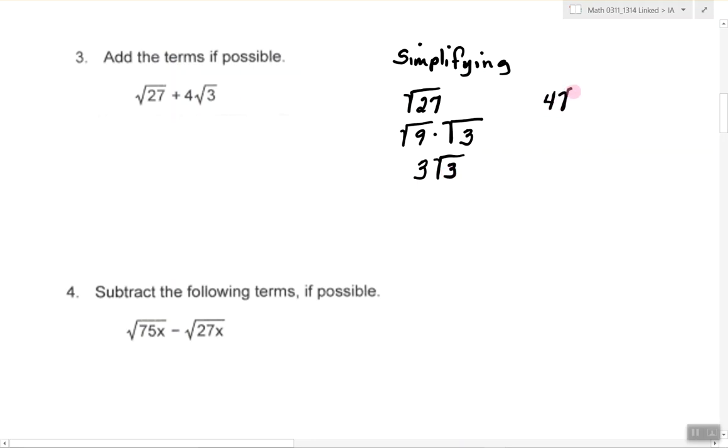4 times the square root of 3, which is the second term, cannot be simplified. So this problem becomes 3 times the square root of 3 plus 4 times the square root of 3. Now they're like radicals. The problem was rigged. It won't always be like radicals. So I'm going to have some square roots of 3. How many am I going to have? I'm going to have 7.